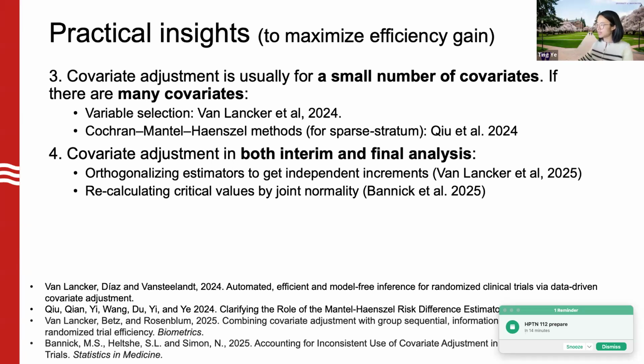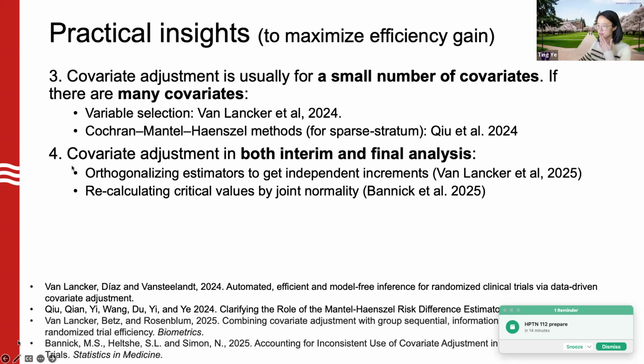And what we note is that we can have a method that guarantees type 1 error control for both the sparse stratum and large stratum, but the power again is uncertain, right? So if we only have a few strata, then there's usually power gain, but if we have too many strata, the type 1 error is okay, but the power gain is not certain.